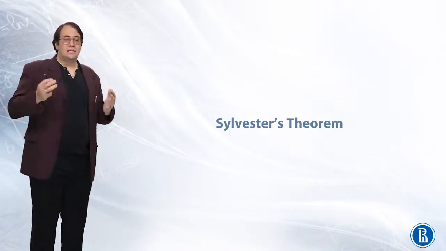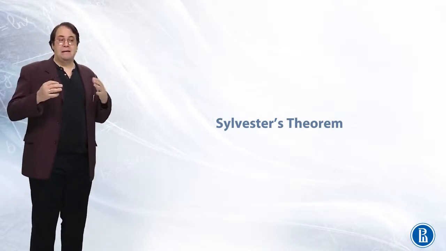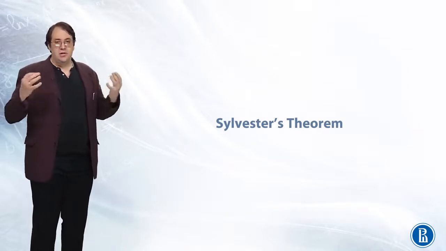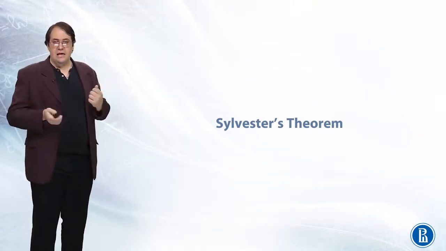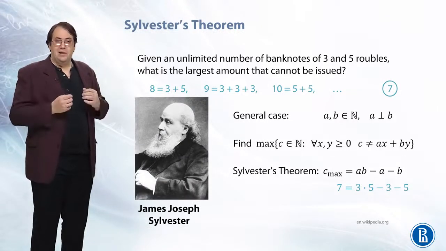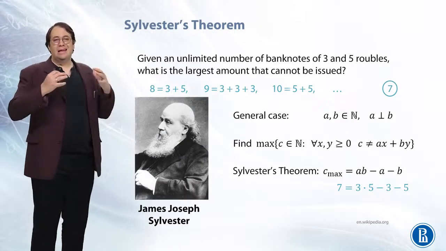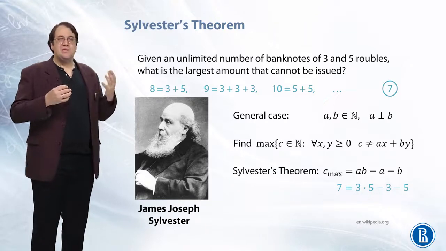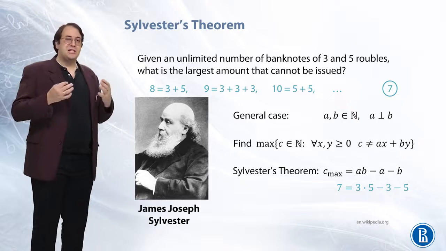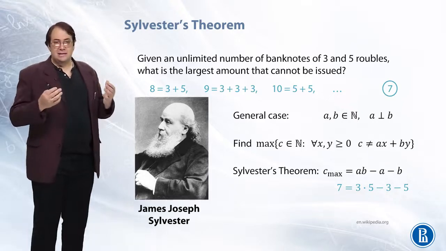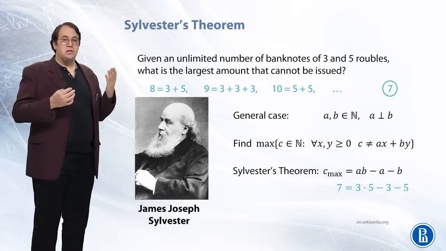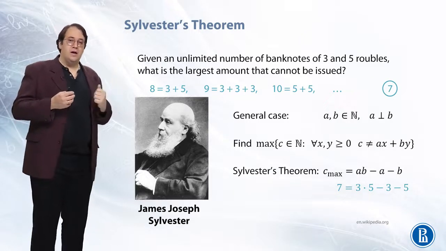In this video we will discuss an interesting mathematical problem, a solved problem of course, which turned into a theorem called Sylvester's theorem. First we begin from a situation from life. Suppose you're given an unlimited number of banknotes of 3 and 5 rubles. It seems silly nowadays, but actually such banknotes rarely existed. What is the largest amount that cannot be issued using only banknotes of 3 and 5 rubles?